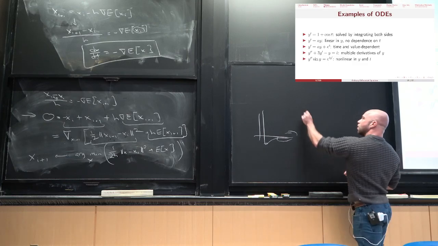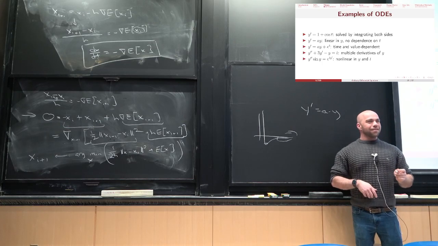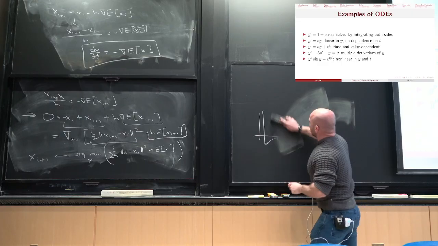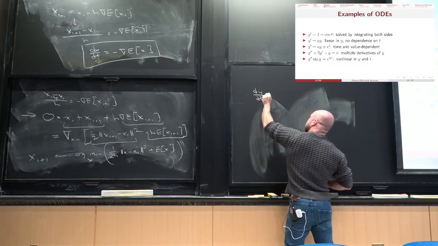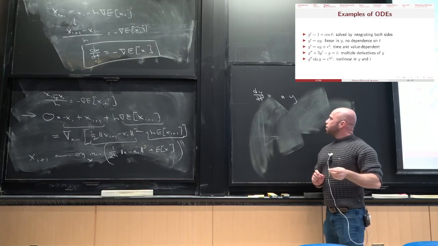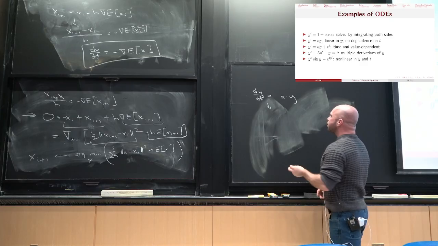I have y prime equals a times y. You guys are so slow that we'll just derive it together. Okay, let's write it like this: dy/dt equals a times y. So let's divide both sides by y for fun, maybe ignoring the y equals 0 case for now.